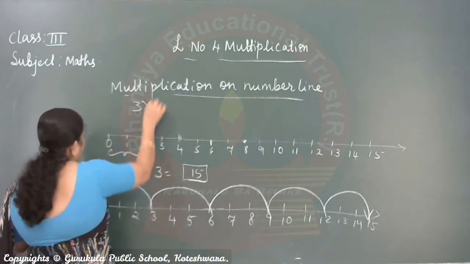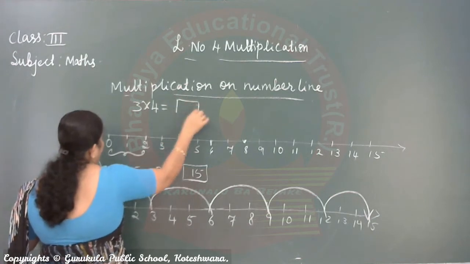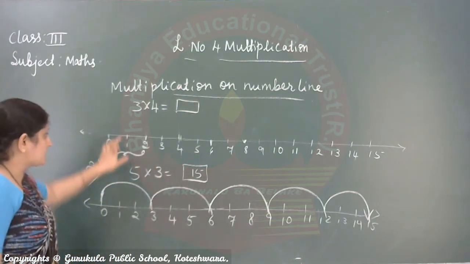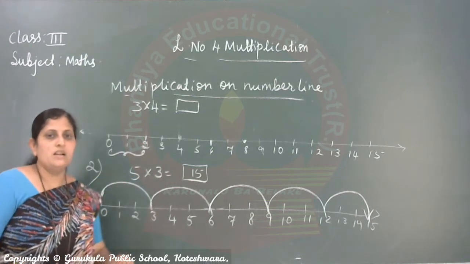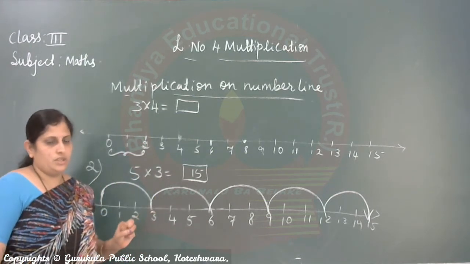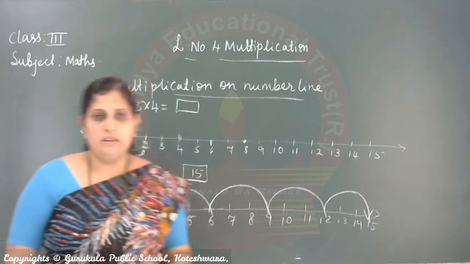3 fours is equal to dash. How many jumps? The first number will represent the jump. The second number will represent the steps. Okay, you keep remembering it like this. That time it will be easy for you.